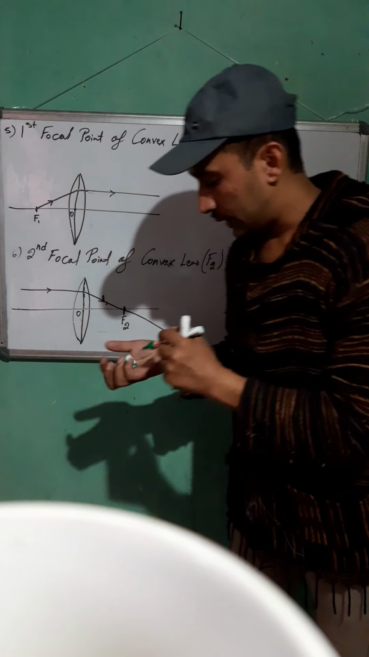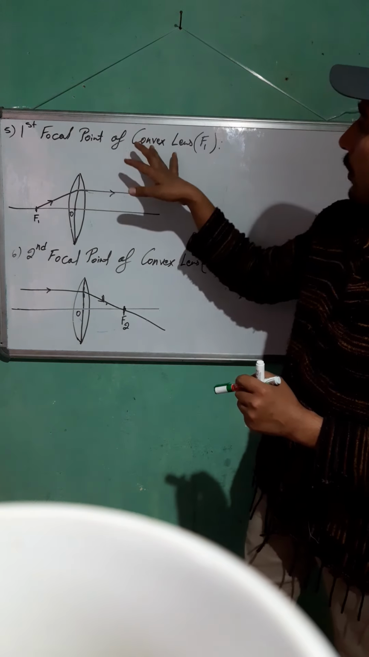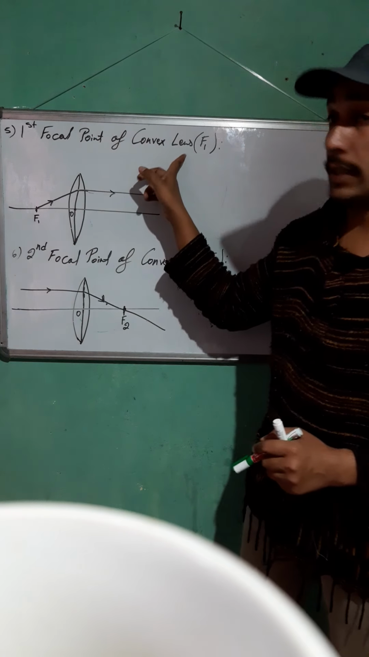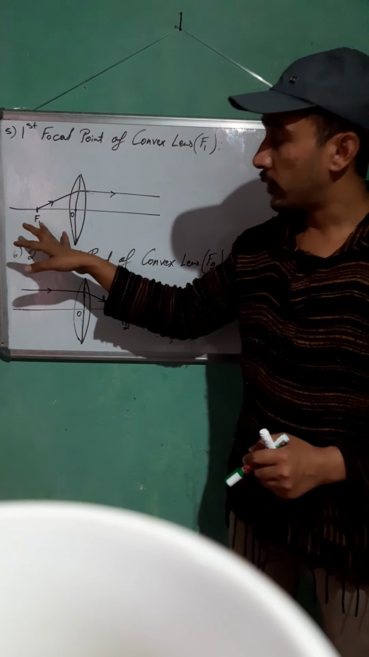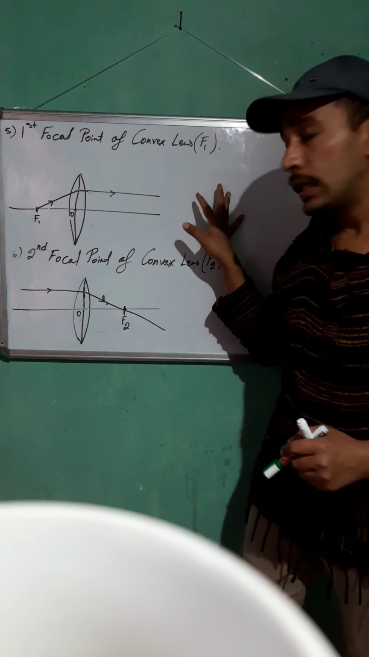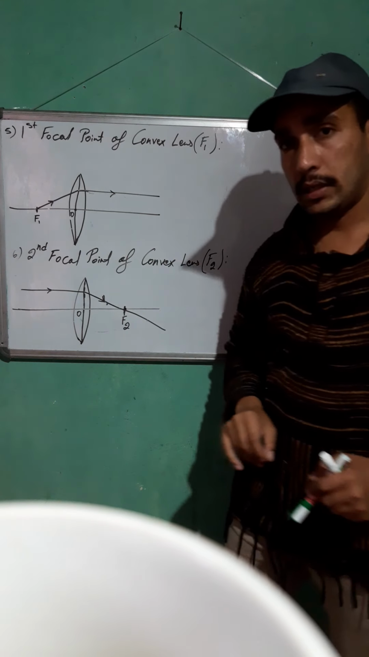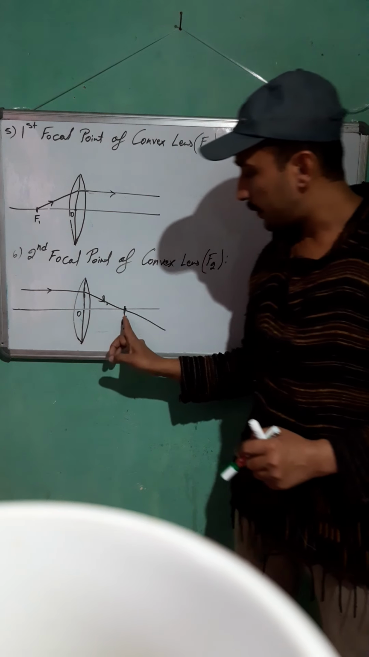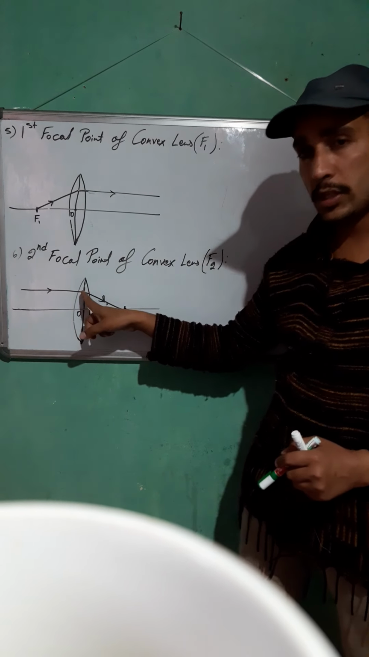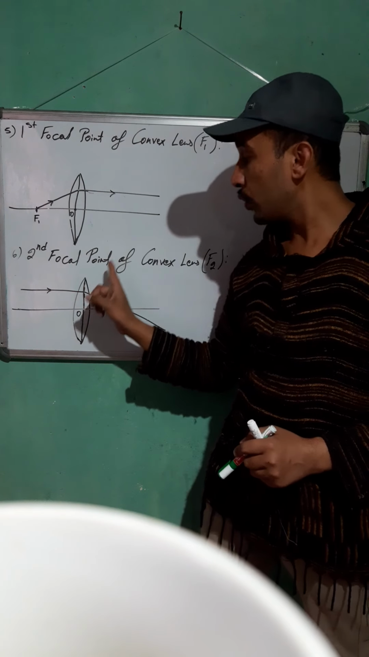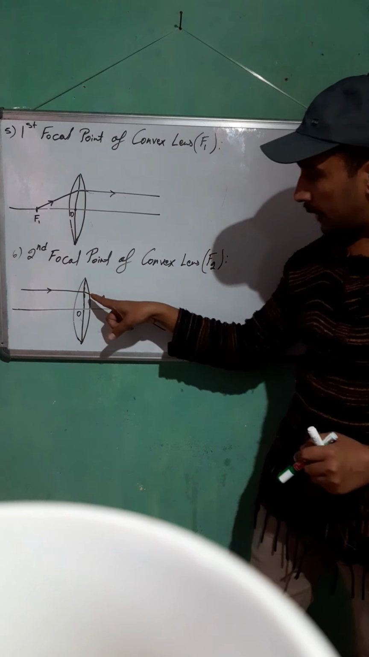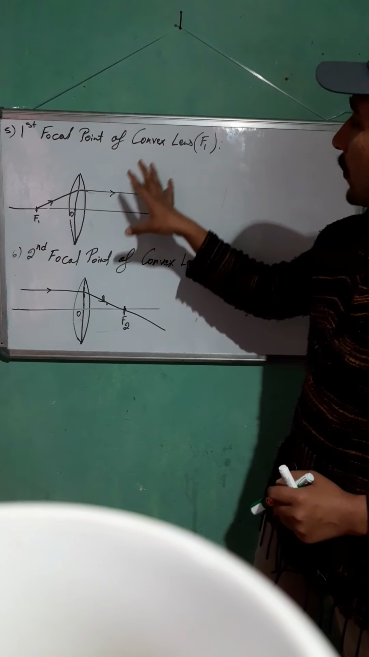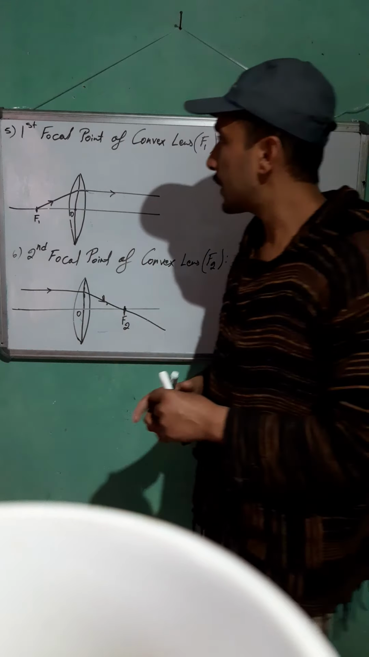Right. See, I'm again repeating this one. First focal point of convex lens is a point on principal axis of the lens such that a ray of light coming through that point after refraction becomes parallel to the principal axis of convex lens. Next is second focal point of convex lens, F2. It is a point on the principal axis of the lens such that a ray of light coming parallel to the principal axis after refraction through convex lens passes through that point. Okay, so this is the definition for first focal point and second focal point of convex lens.